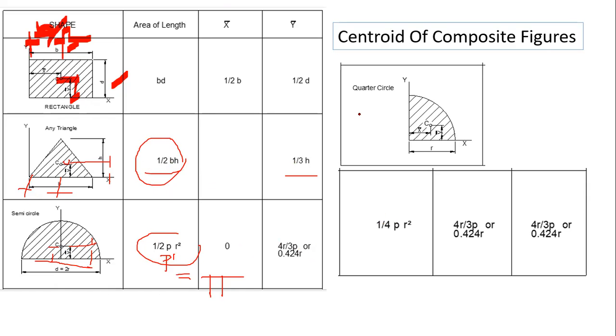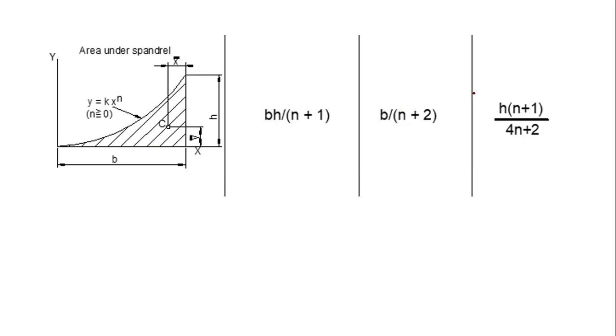Okay, so also for a quarter of a circle, you have here 0.424 r, starting from here for y bar, and then here it's also 0.424 r. So these are just the common figures that we need to remember. And we have also the spandrel.